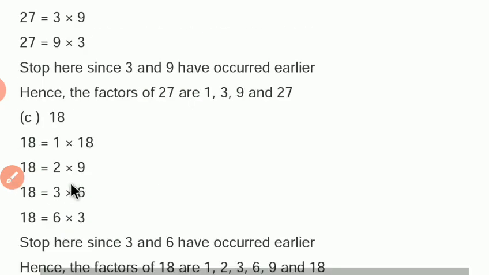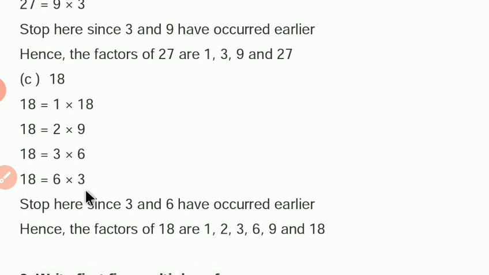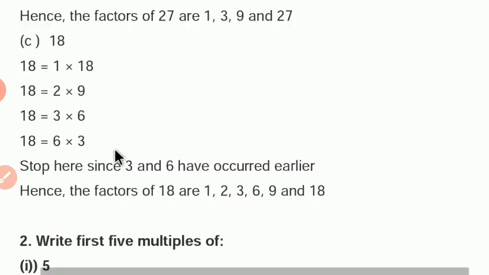First one will be 1 into 18, then 2 into 9, 3 6s are 18 and 6 3s are 18. Now we can stop here since it has occurred earlier. So factors are 1, 2, 3, 6, then 9 and 18.